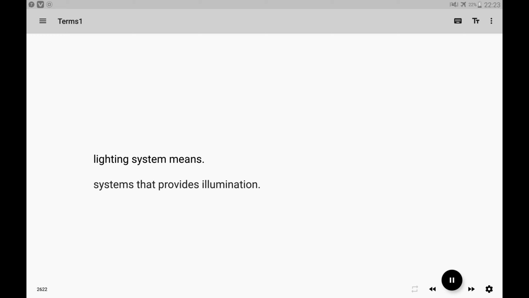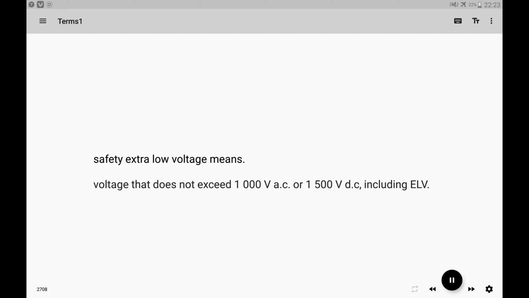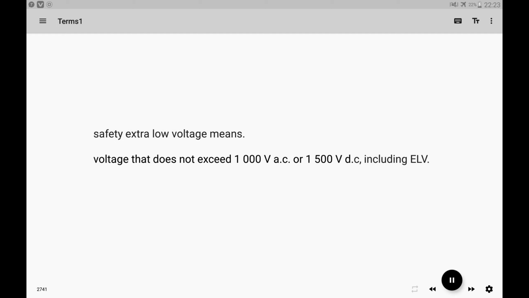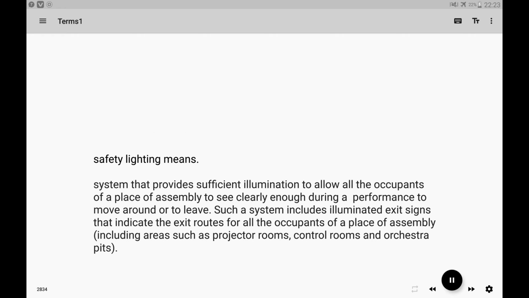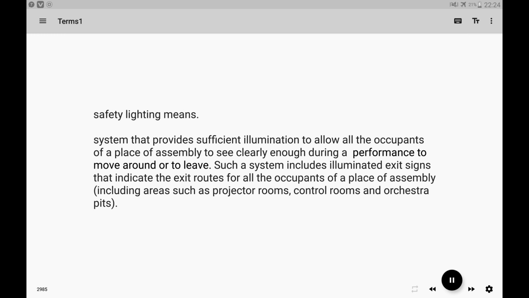Lighting system means system that provides illumination. Safety extra low voltage means voltage that does not exceed 1000 VAC or 1500 volts VDC, including L. Safety lighting means system that provides sufficient illumination to allow all the occupants of a place of assembly to see clearly enough during a performance to move around or to leave.